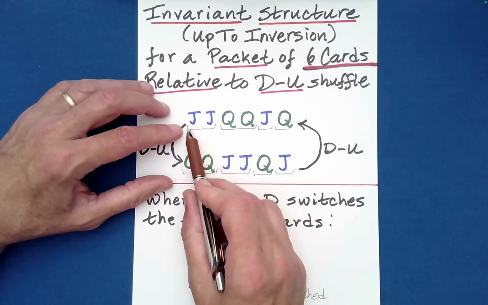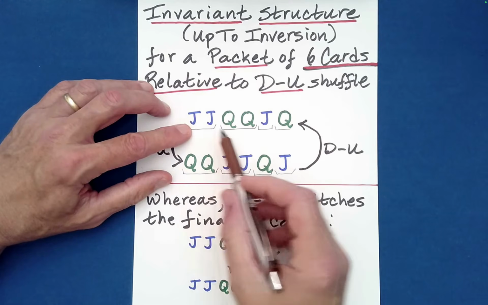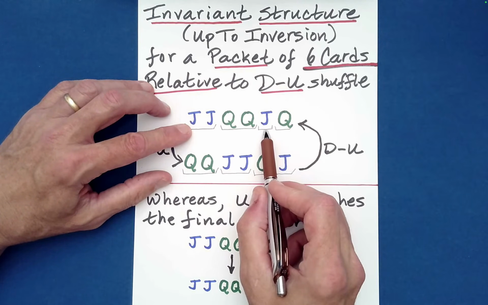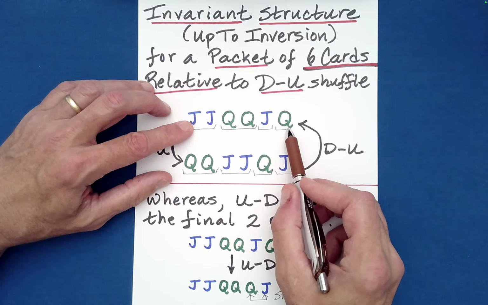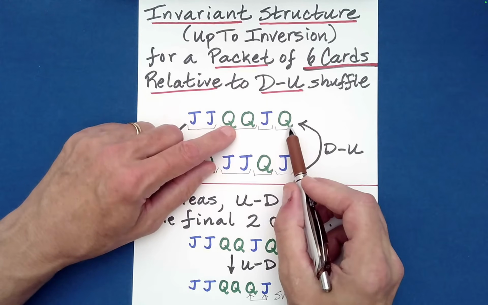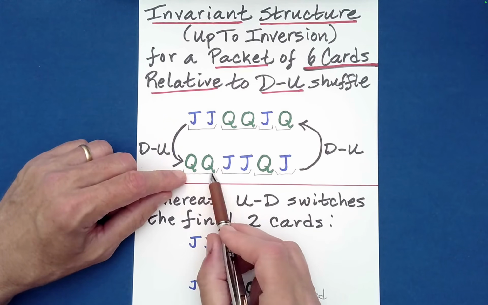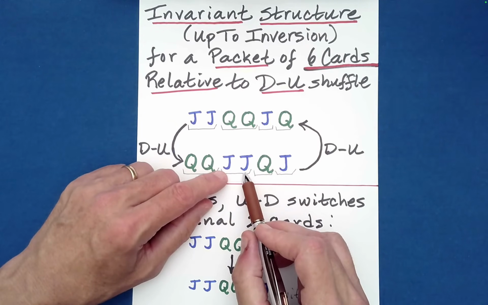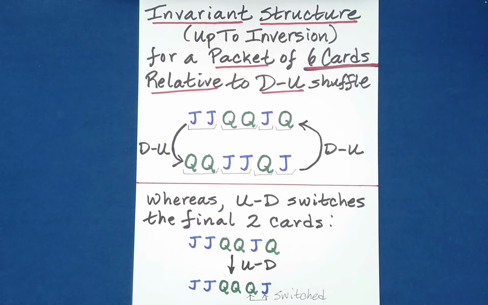Let's focus on the top one. The top 2 are of one kind, so 2 jacks, 2 queens, and now these single cards: the first one is a jack. It agrees with the first pair. The second single card is a queen. It agrees with the second pair. That's true down here as well. 2 queens, the first single card is a queen. 2 jacks, the second single card is a jack. So you can plan on that structure.